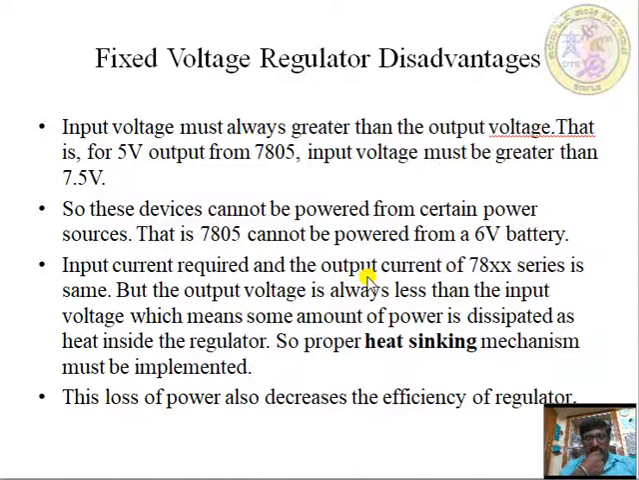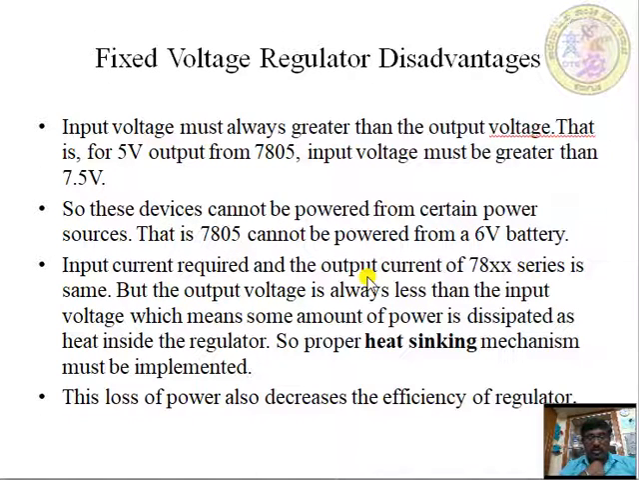Now these are some of the disadvantages. The input voltage must always be greater than the output voltage. That is, if the output is 5 volts, the input voltage must be greater than 7.5 volts. So the input voltage must always be greater than the output voltage.